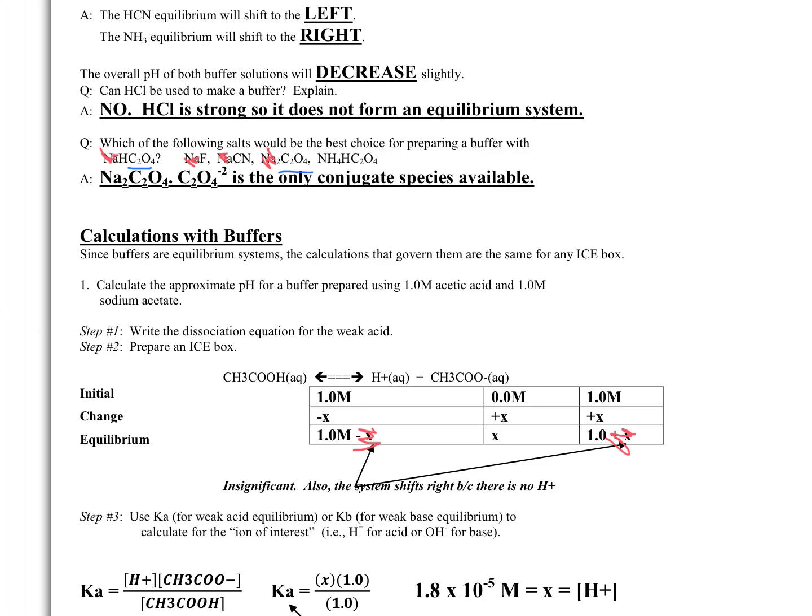From here you can simply solve for your pH the way you always have. Your hydrogen concentration, take a negative log of that, and now you have your pH for this buffer. And because it's a buffer, we know there won't be any significant change to this pH from the addition of small amounts of acid or base.